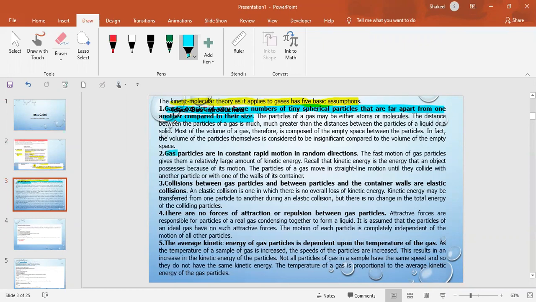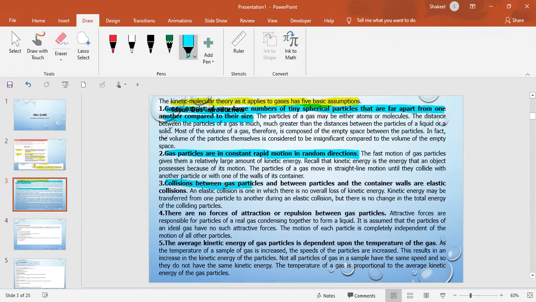The second is that gas particles are in constant rapid motion in all directions. This is common sense again: the gas particles are moving fast and have greater kinetic energies. And we know that kinetic energy is because of their motion. So the particles will be moving along a straight line unless they encounter another particle or the walls in their way, and then they change their direction.